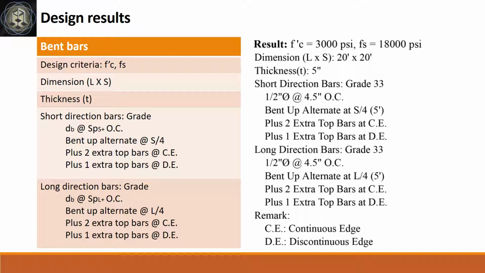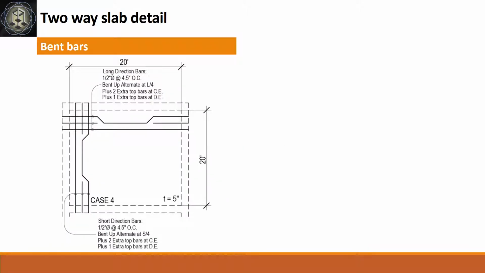Bend up alternate at S/4 plus 2 extra top bars at continuous edge plus 1 extra top bar at discontinuous edge. Long direction bars of grade 33, half-inch diameter bar at 4.5 inches on center. Bend up alternate at L/4 plus 2 extra top bars at continuous edge plus 1 extra top bar at discontinuous edge.